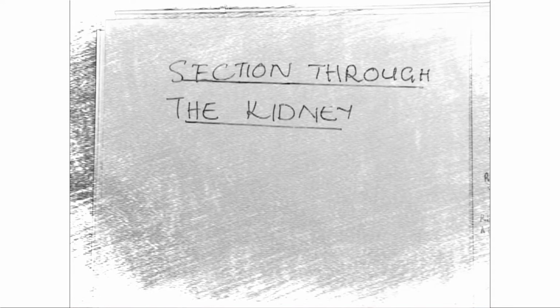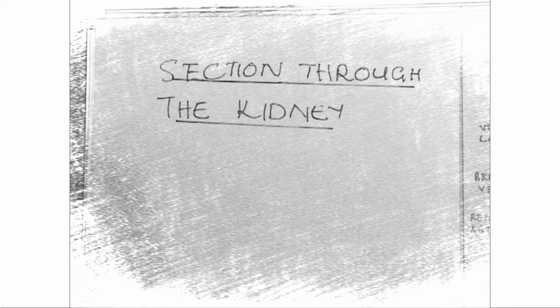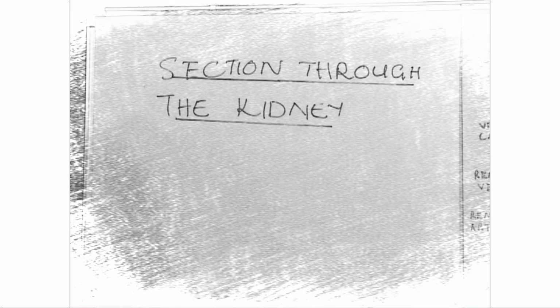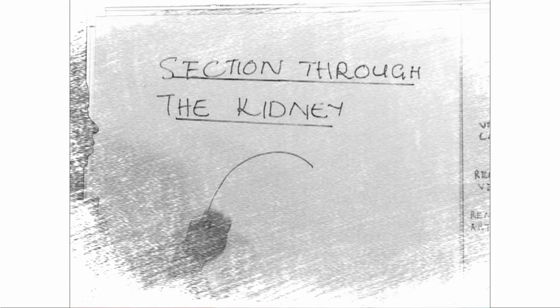Since we have now known the position of kidneys in the human body, we'll look at the section through the kidney. What we'll do, we'll start with the outer layer, which we call the cortex. Remember the kidney is bean shaped.